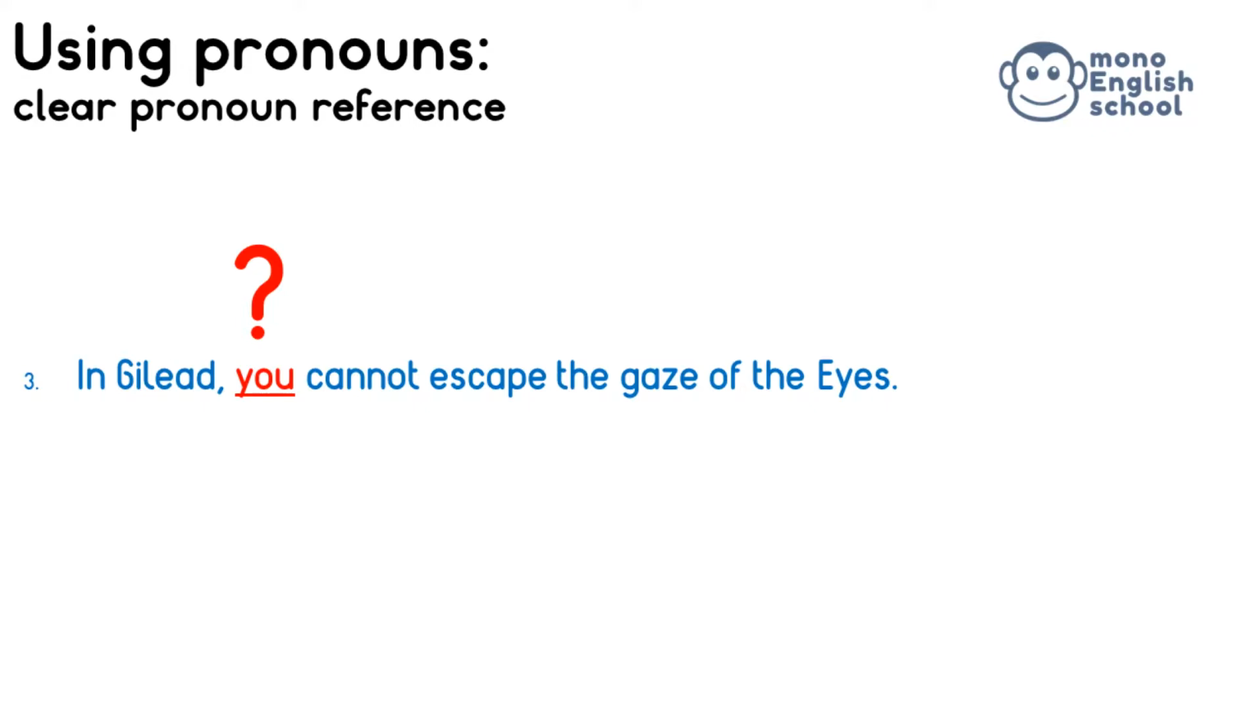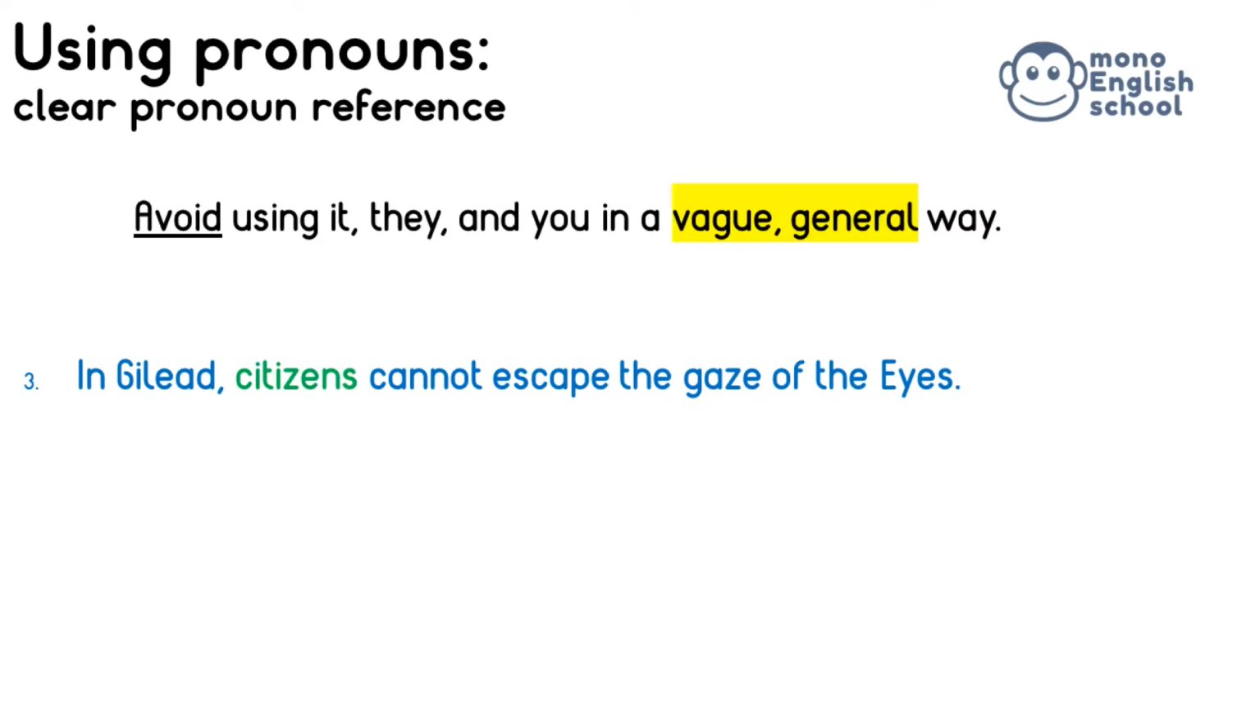We should always try to be as precise as possible in our writing, and another simple revision can achieve the precision required. We can simply rewrite the sentence as follows. In Gilead, citizens cannot escape the gaze of the eyes. We have now specifically identified who is under constant supervision in Gilead.